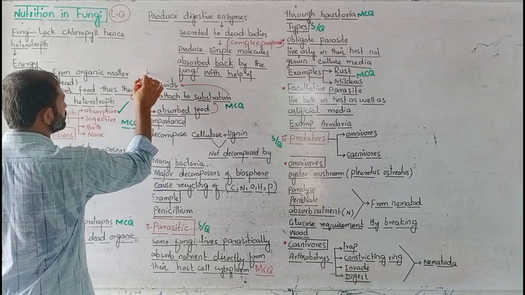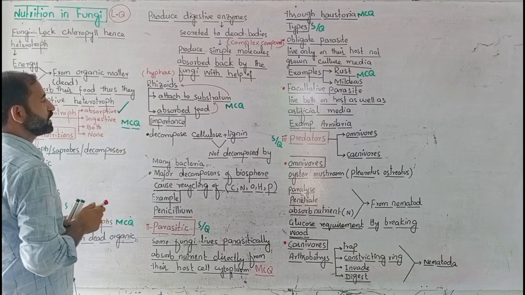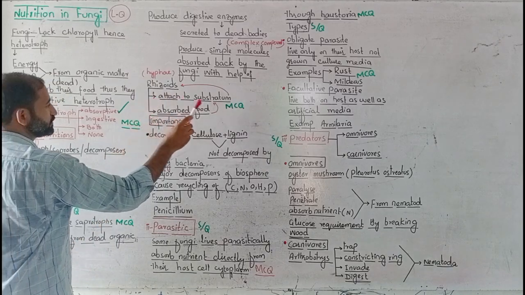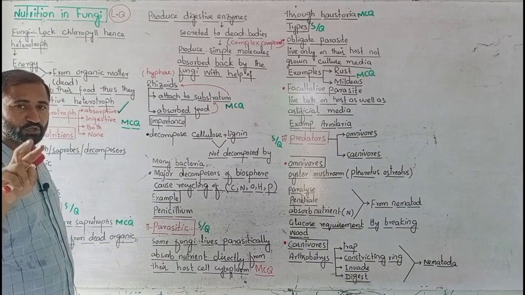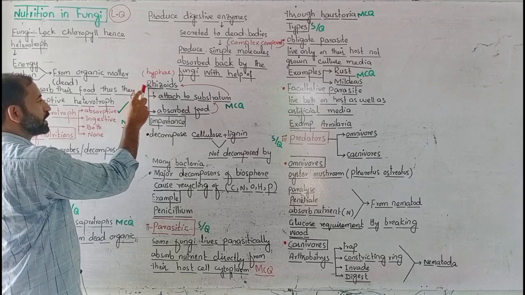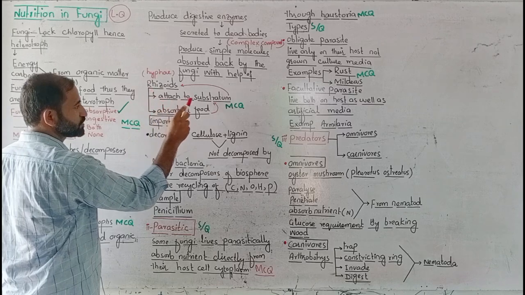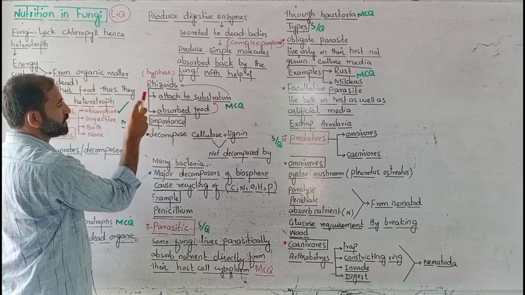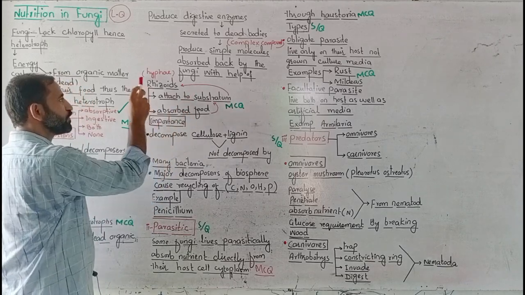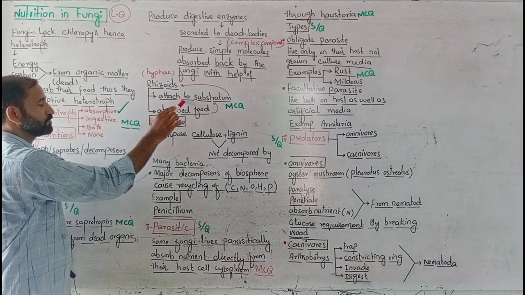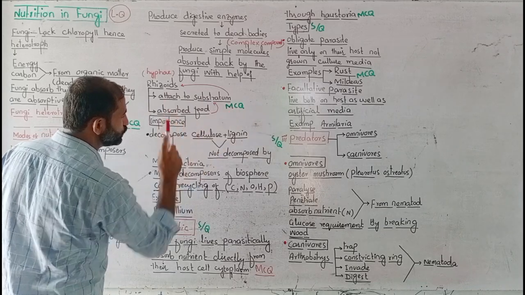Rhizoids are made up of special hyphae. There are two functions of rhizoids. This is also an MCQ, and the wording in your topic is confusing. So make two points there: number one, rhizoids attach to the substratum, and number two, rhizoids absorb food. Both these functions are performed by rhizoids. This one is an MCQ, mark it in your book.